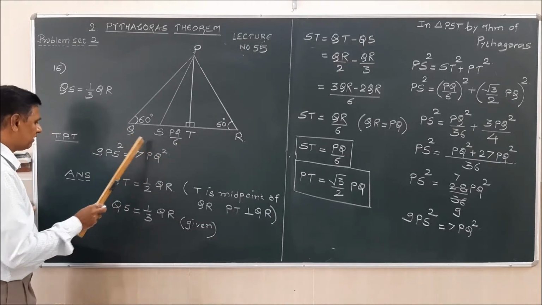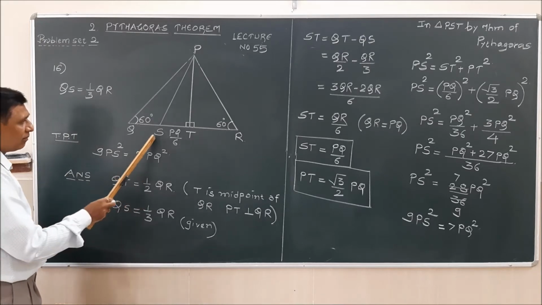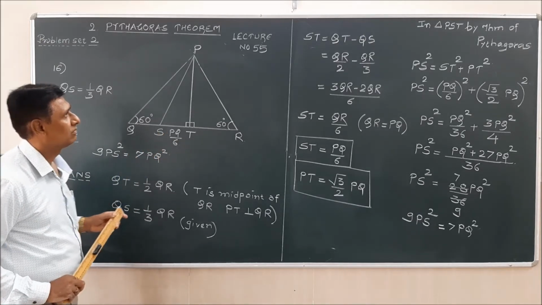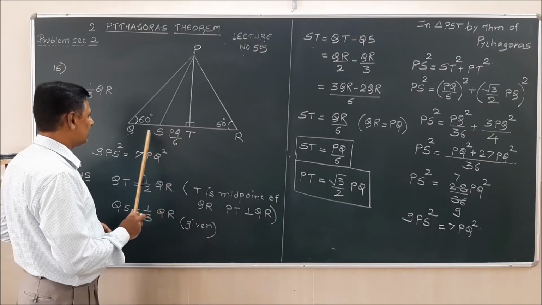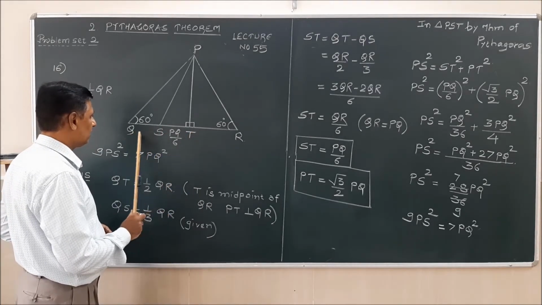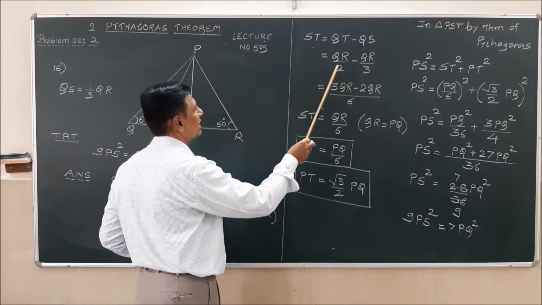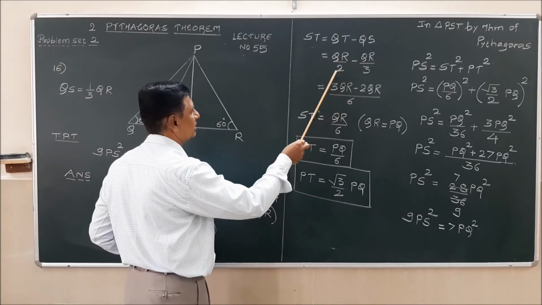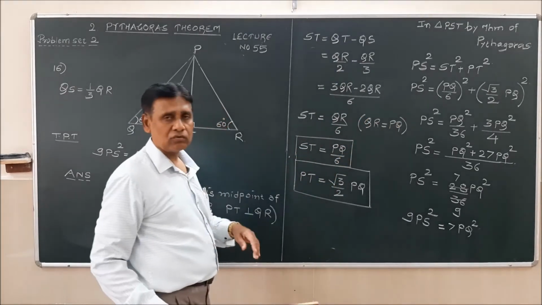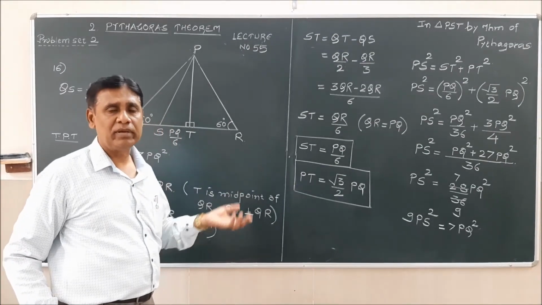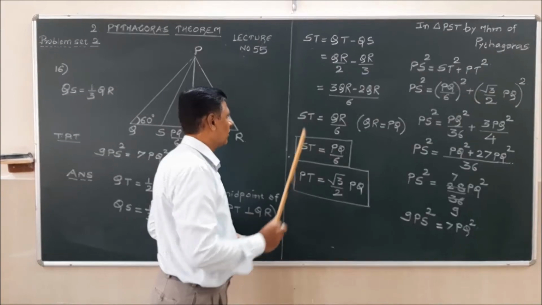Now QS is given 1/3 QR. My aim is to get ST. ST is equal to QT minus QS. QR upon 2 minus QR upon 3, that is 3 minus 2 upon 6. ST is QR upon 6. But QR is equal to PQ. Why express in terms of PQ? Because finally I have to get it. So ST is PQ upon 6.